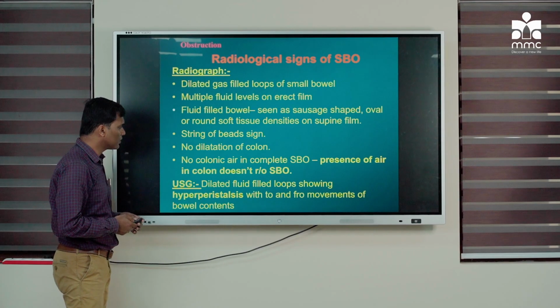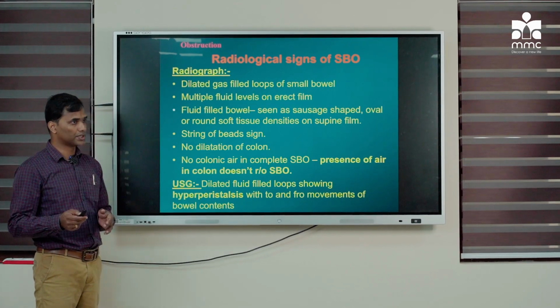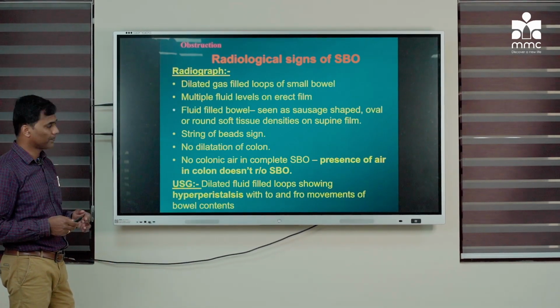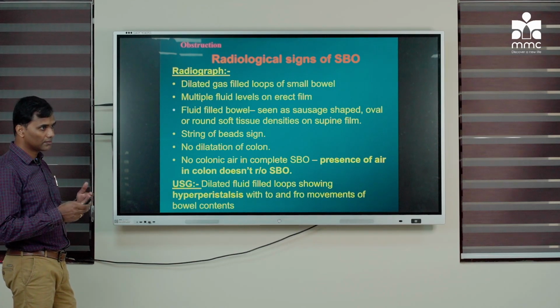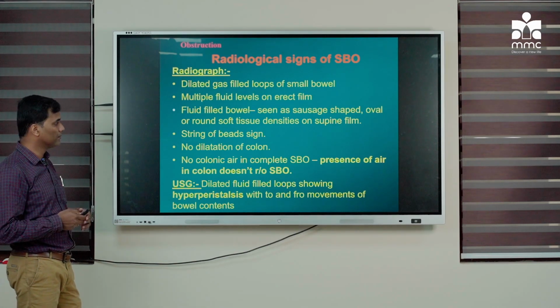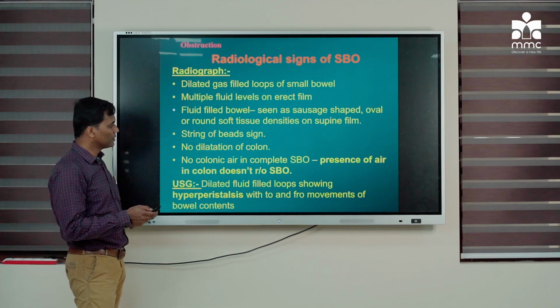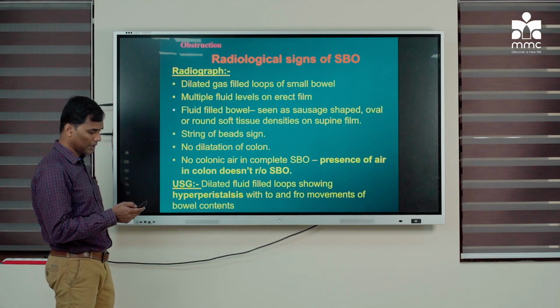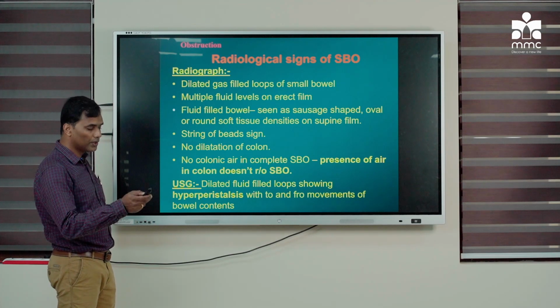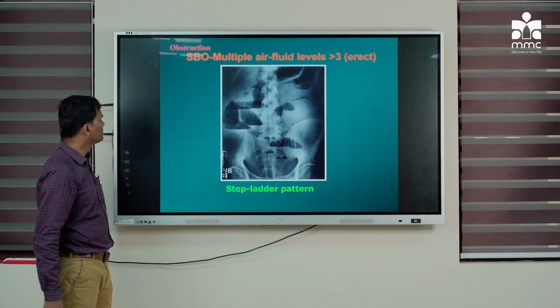So the role of ultrasound: when there is a mechanical obstruction, there will be increased peristalsis. The advantage of ultrasound is that it is real time, unlike X-ray or CT which is static. So you can see the hyperdynamic movement, hyperperistalsis, and to-and-fro movement of the bowel content.